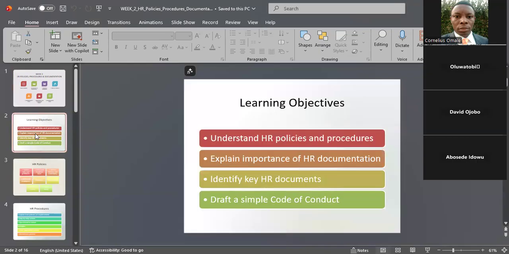So the next slide: what is our learning objective? Number one is for us to understand HR policies and procedures, explain the importance of HR documentation, identify key HR documents, and lastly, draft a simple code of conduct. But I'm going to add to it: write an employee handbook. So I'm going to add to this assignment, so the assignment you are going to go with today is going to be two.